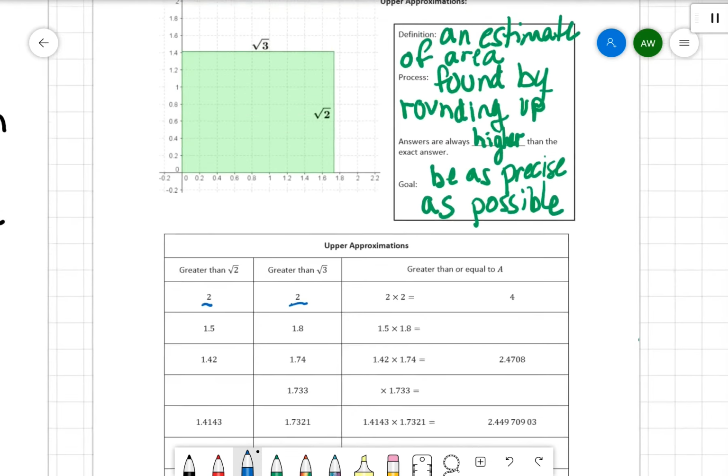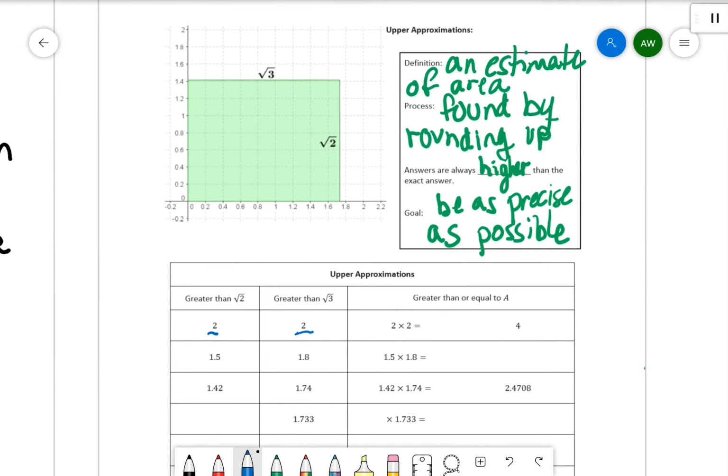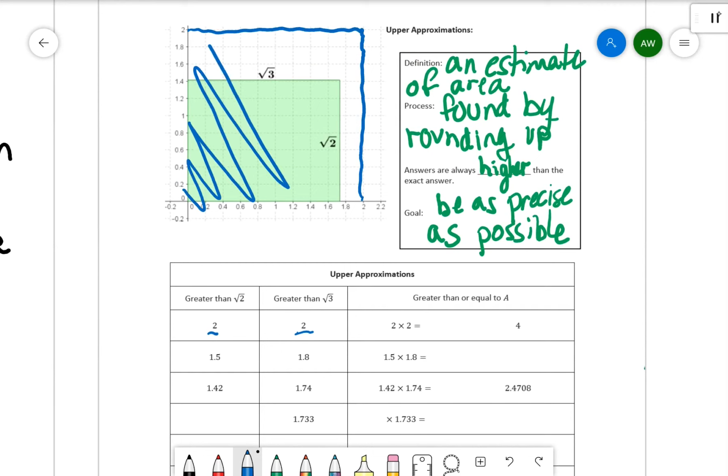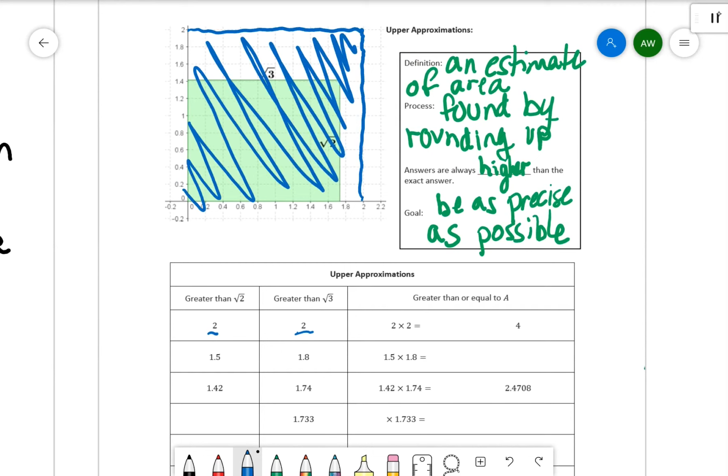Now, what area am I actually talking about when I do that? Well, if instead of the square root of 3, I'm using 2, and instead of the square root of 2, I'm using 2, this is the area that I'm finding. Now we can see that that area is much too large, and we need to get closer to our exact area. So how are we going to do that? Well, we're just going to use more digits from our irrational numbers.